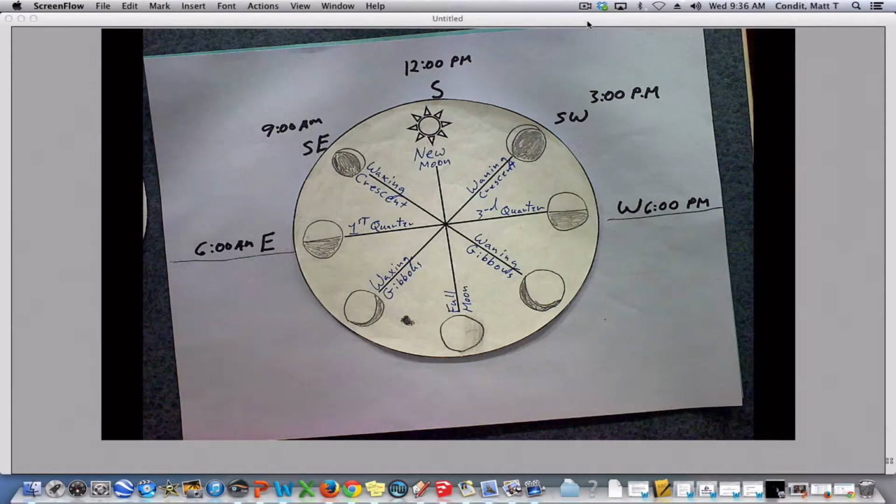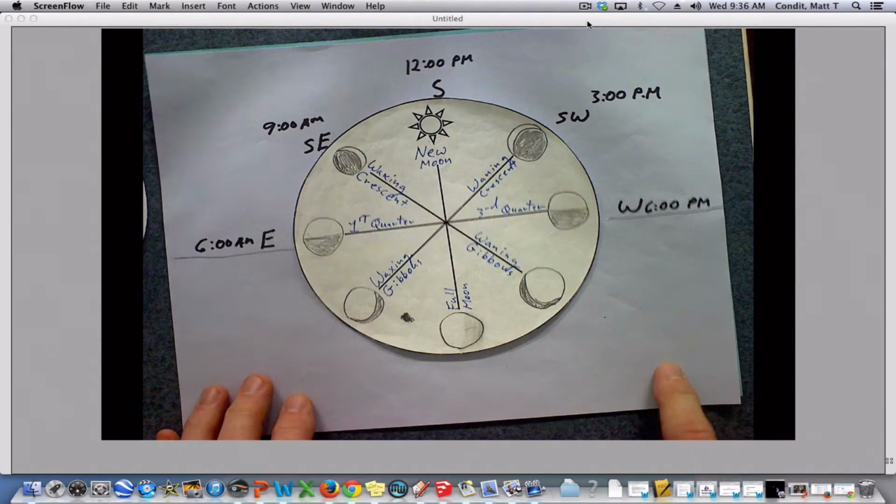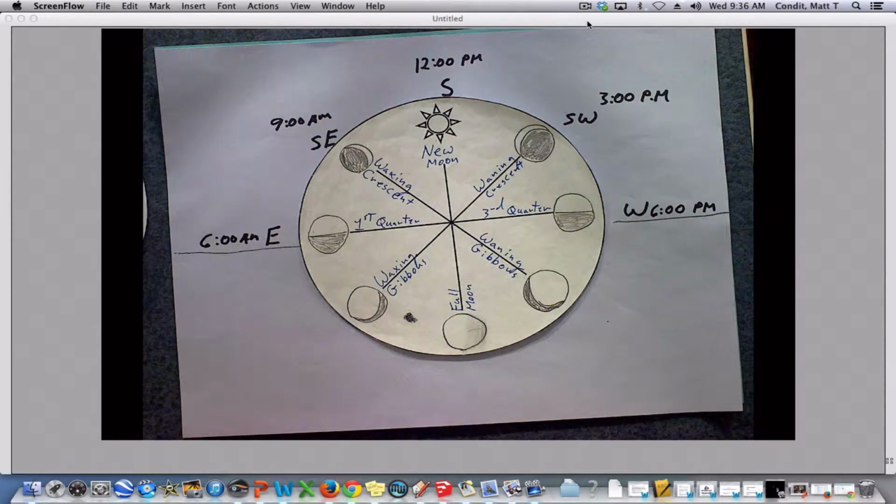And a good way to think of this wheel as well is to go back to our golf balls and moon phase activity we did in class, where your head acted as the Earth.